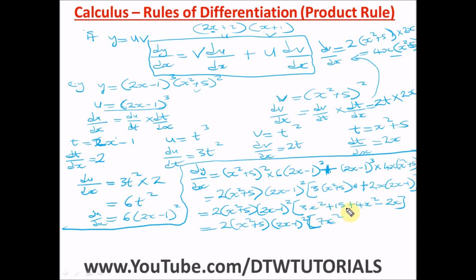We have to arrange in the descending order of powers, all right. So we bring our minus 2x here, then our plus what? 15 here. All right, so this is our final answer.